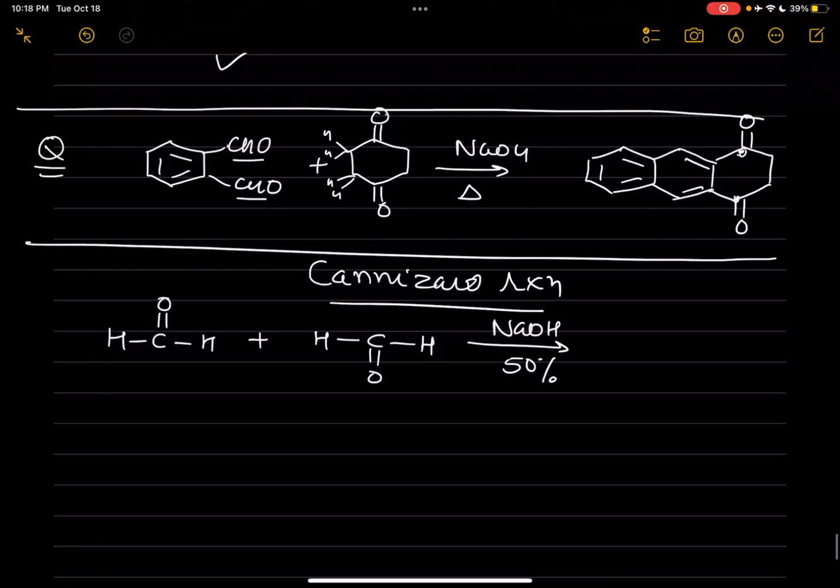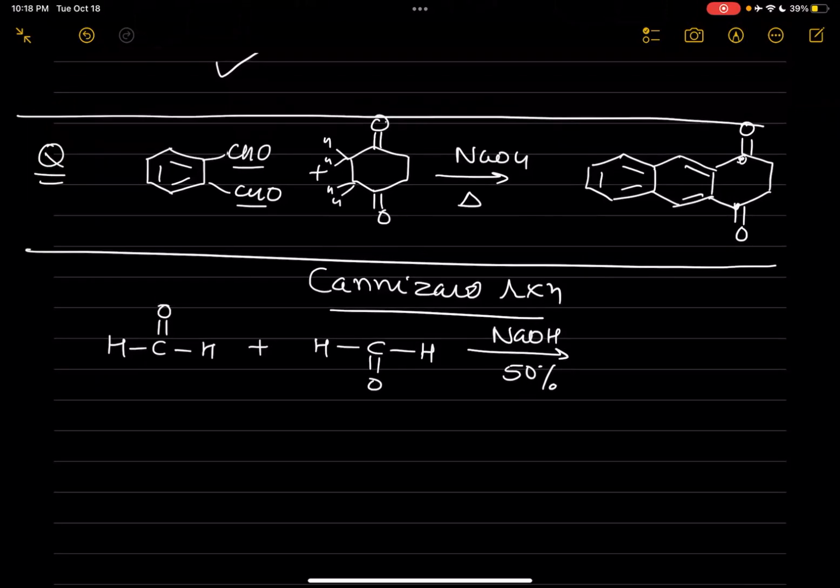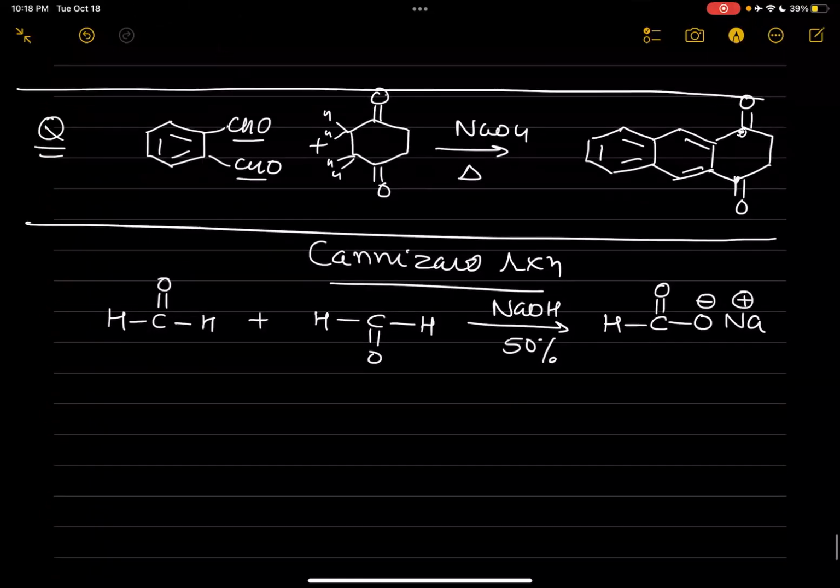You have taken one formaldehyde. So we'll get one methanol and one sodium salt. So you are going to change one to carboxylic acid, but the acid is not going to remain acid, change it to salt. And another one to the alcohol.